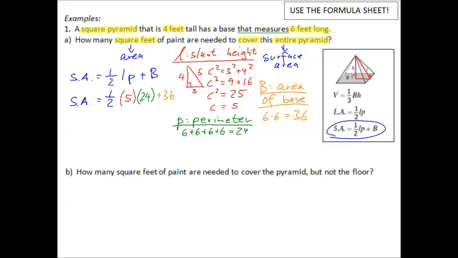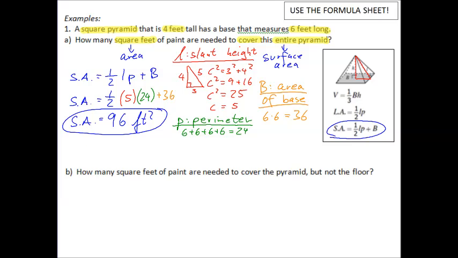The surface area of our pyramid is 1/2 times 5 times 24. So 1/2 times 24 is 12, getting rid of our fraction. 5 times 12 is 60. Plus 36 is 96. And we are talking about square feet. That's already in our problem. Areas are always square units. Square feet. And here is our answer.